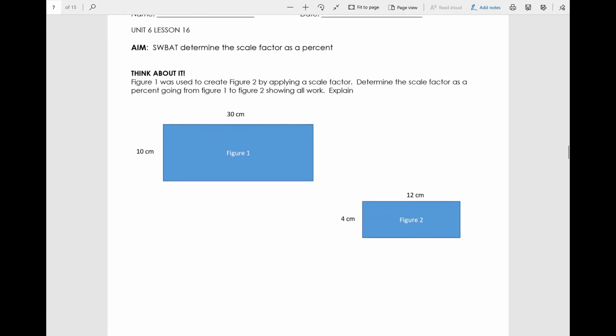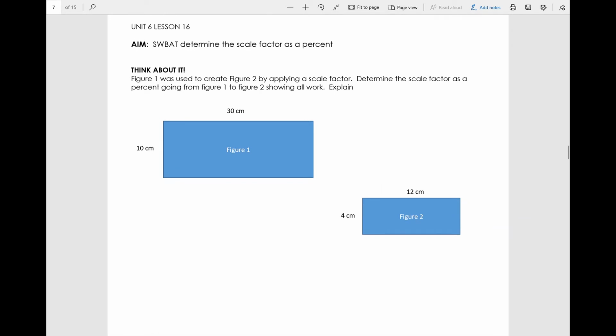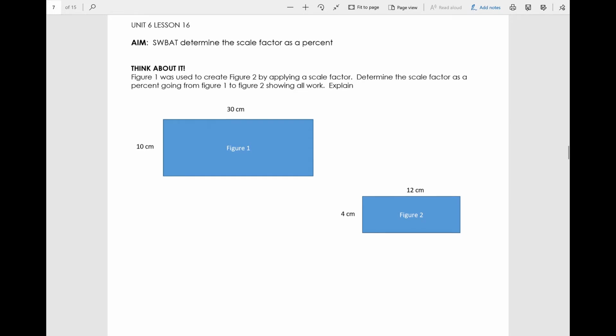Hey 7th grade, this is the video for Unit 6, Lesson 16, where we'll be able to determine the scale factor as a percent. So let's take a look at, think about it. It says, Figure 1 was used to create Figure 2 by applying a scale factor. Determine the scale factor as a percent going from Figure 1 to Figure 2, showing all work, explain.